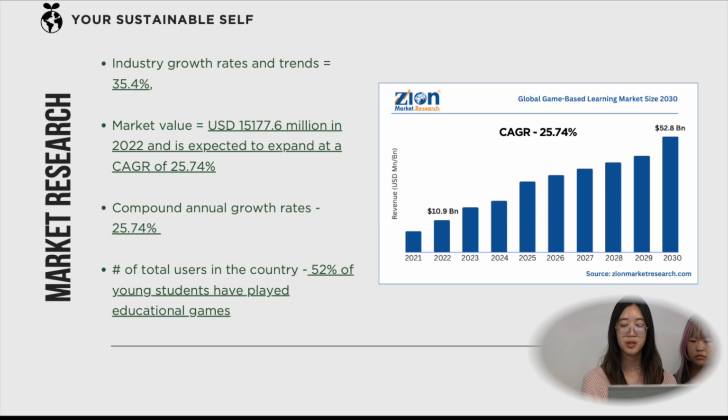Based on the research we've done for the market of global game-based learning, the industry growth rate and trends are 35.4%, and the market value is around $15,177.6 million in 2022. And the compound annual growth rate is 25.74%. We also found that 52% of young students have played educational games. And the graph also shows the projected growth of revenue between 2021 and 2030.